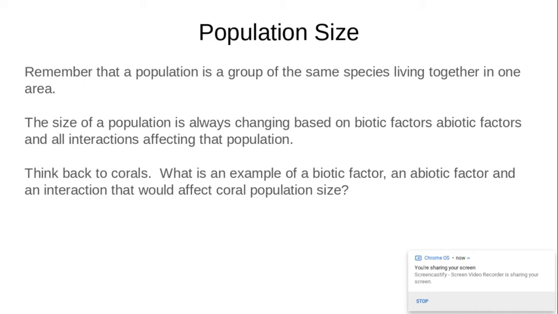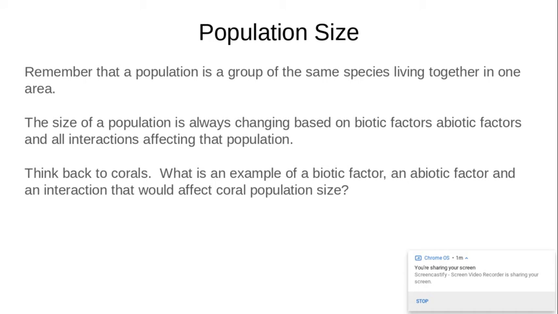The size of the population is always going to change based on biotic factors and abiotic factors. And all of these interactions affect that population. Examples of biotic factors that may affect a population would be their food sources. If there's not enough food for them, they're going to decline. If there's a lot of food for them, their population can increase. Abiotic factors would be things like rain. Not enough rain, too much rain is going to affect a population. Temperature, if there's a major climate change, will affect a population if they can't exist in that temperature anymore.